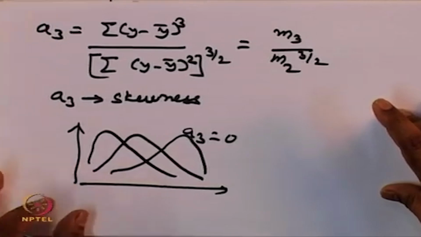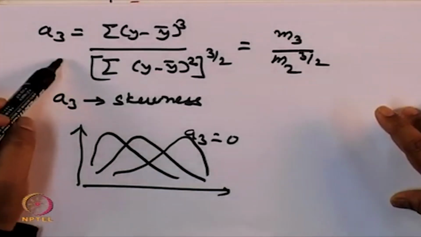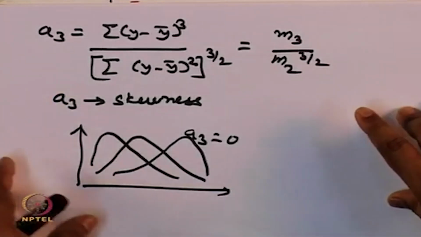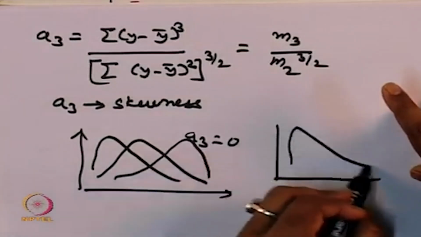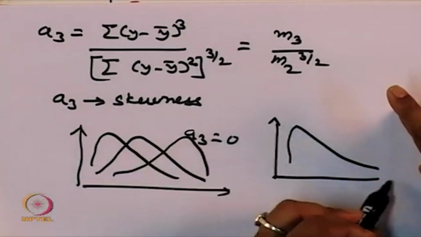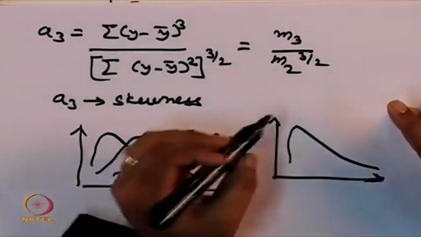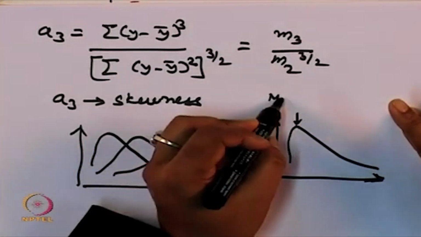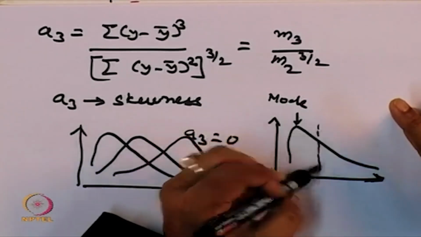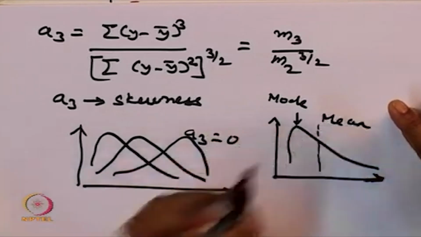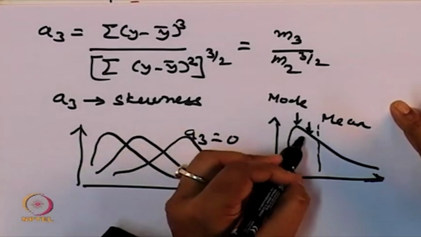Now, what kind of values can A3 be negative? If we look at our definition of A3, let us say we take a particular distribution which is skewed to the left. Okay. So, this is my mode, my mean will lie here, and this will be where my median will lie.